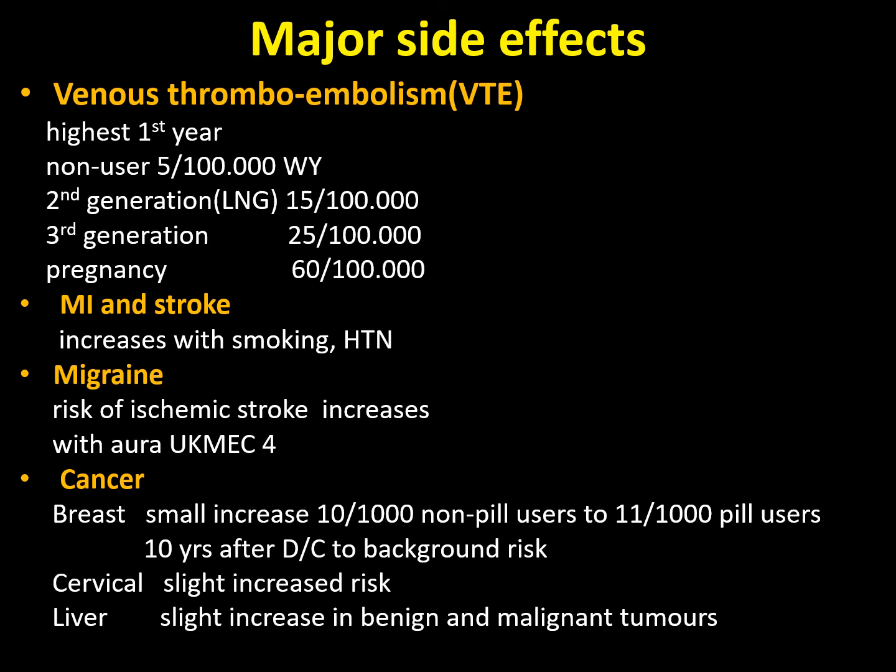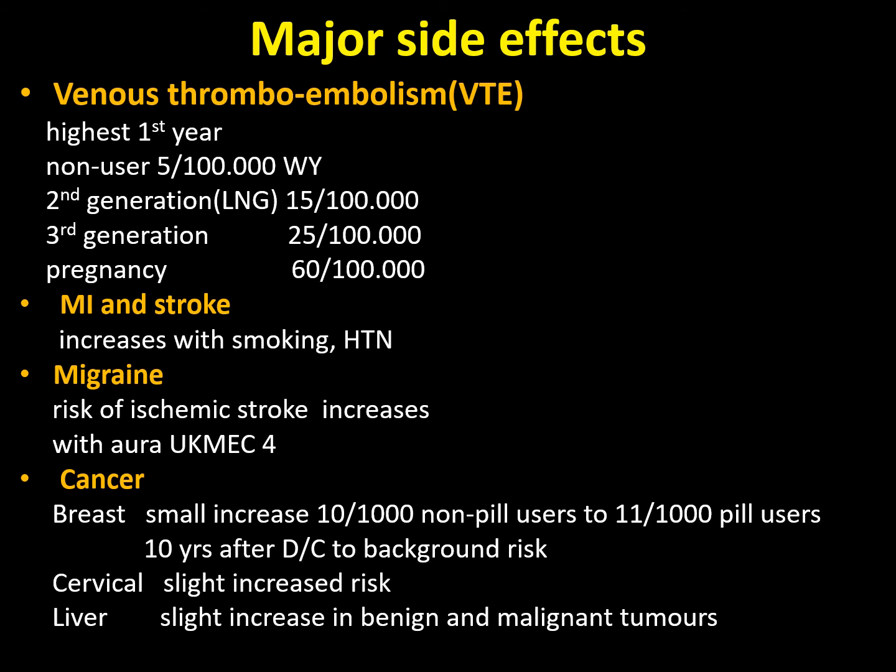Remember, pregnancy itself is a thrombogenic situation, and those who are against the pills, especially the newest generations, because of a slightly increased risk of thrombosis, need to remember that pregnancy itself has a higher risk of thrombosis compared to the newest generations of combined pills. MI and stroke increase in the presence of risk factors such as smoking and hypertension.